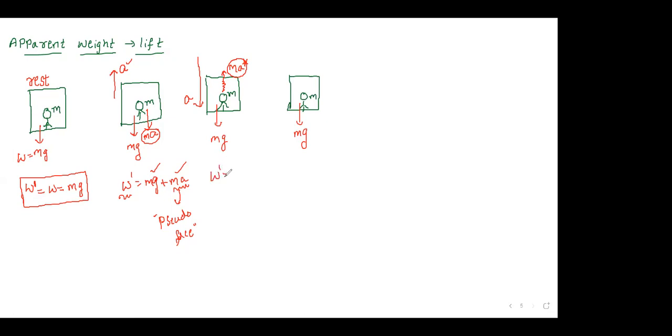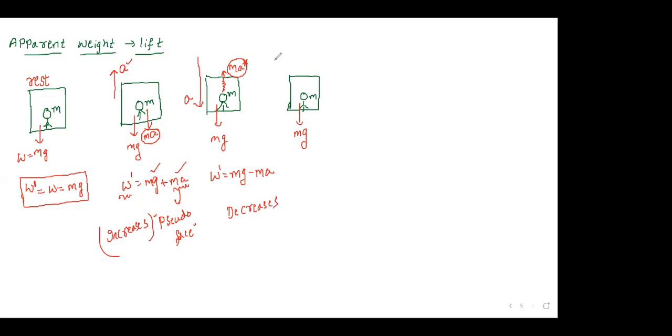So what is the apparent weight here? The actual weight is mg. For that, there is minus ma. So mg minus ma. Here the apparent weight decreases. So the apparent weight decreases when the lift is moving downward. The apparent weight increases if the lift is moving upward.